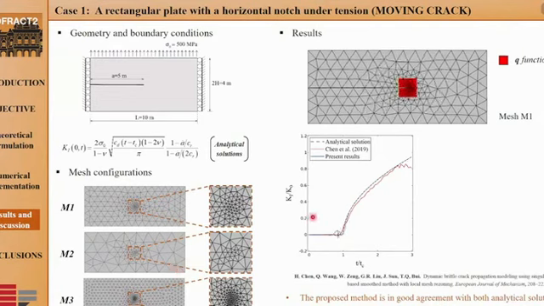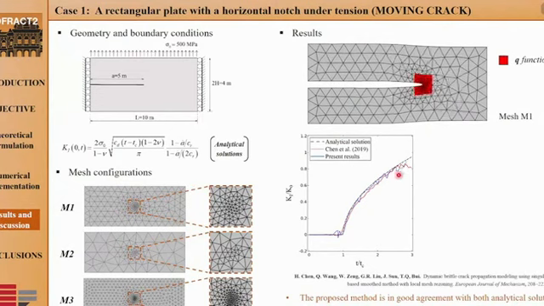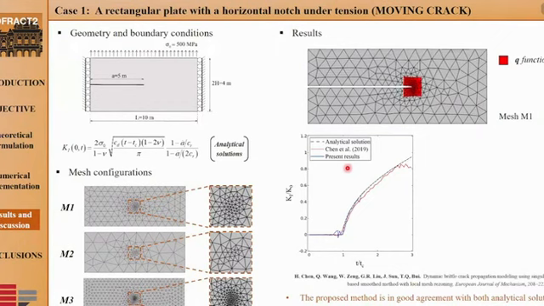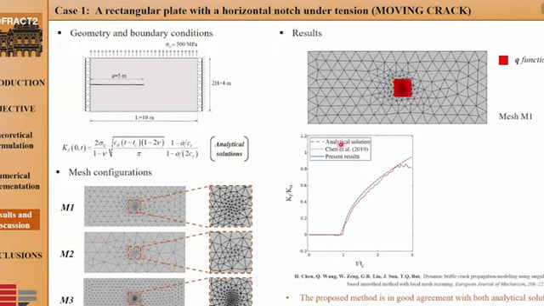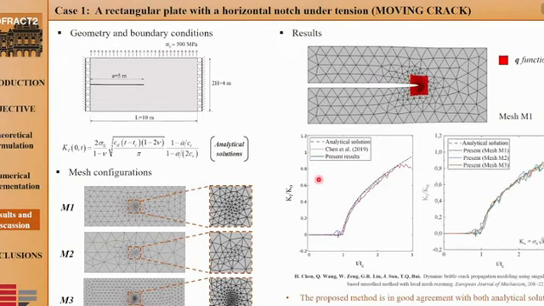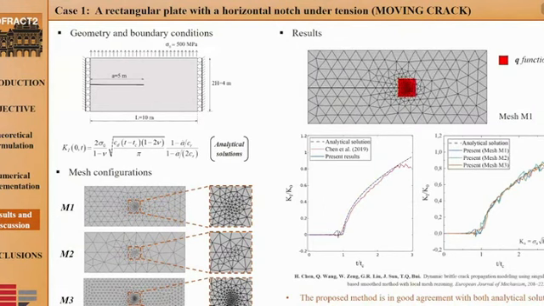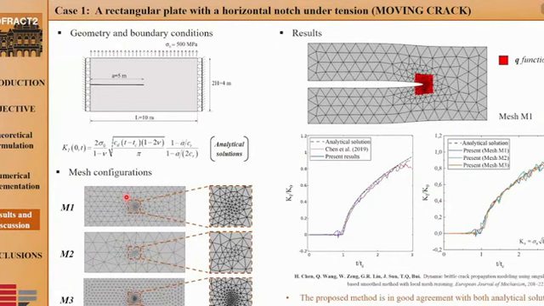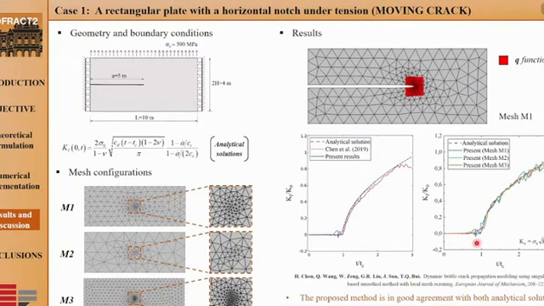And the results in terms of normalized dynamic SIF obtained utilizing M1 are compared with the analytical solution and the prediction provided by Chen et al. And the results denote that the proposed method is in good agreement with them. Furthermore, this graph compares the normalized K1 for the mesh configurations utilized. The results show that the proposed method ensures acceptable levels of accuracy in extracting K1 regardless of the quality of the mesh.